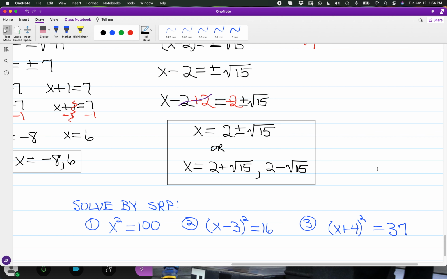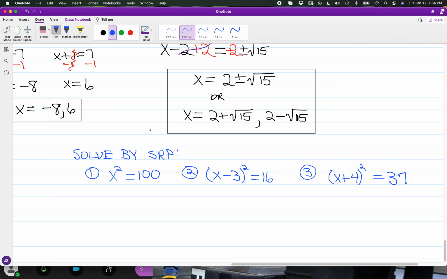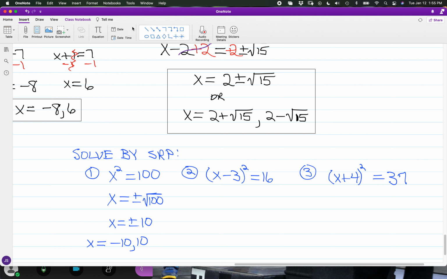For these items, looking at solving by the square root property, in the first equation we have x squared is equal to 100. So again, if I go from x squared is equal to p to x is equal to plus or minus the square root of p, I have x is equal to plus or minus the square root of 100. And 100 is a perfect square number, so we have plus or minus 10. So our solutions of x, whose square will end up at 100, are negative and positive 10.